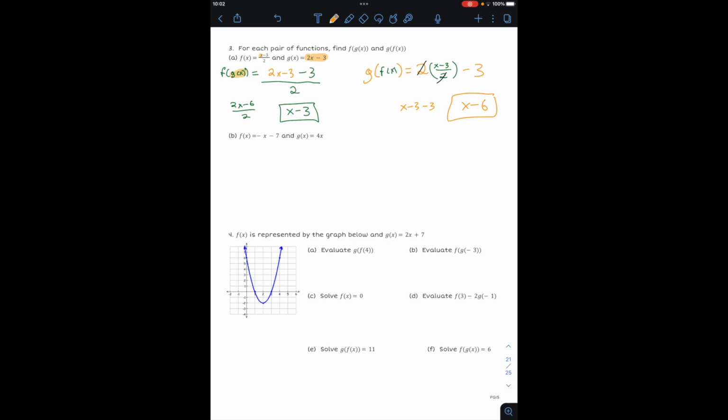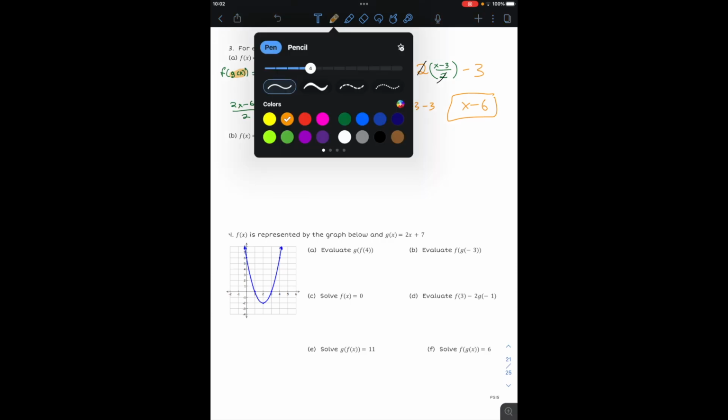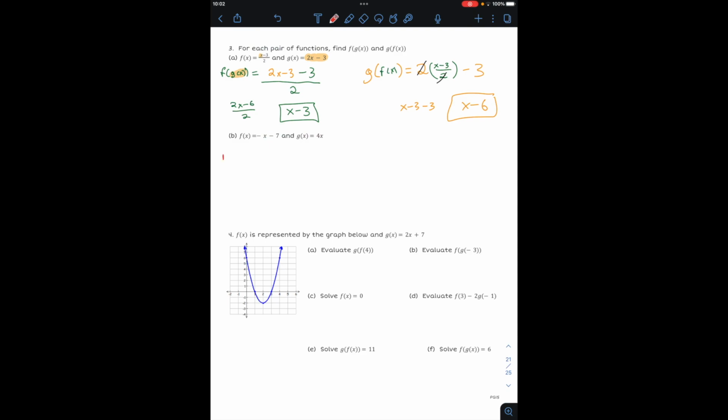Okay, f of x equals negative x minus 7, g of x equals 4x. So again, we're going to find f of g of x and g of f of x. So we'll start with f of g of x. We'll do red and blue this time.